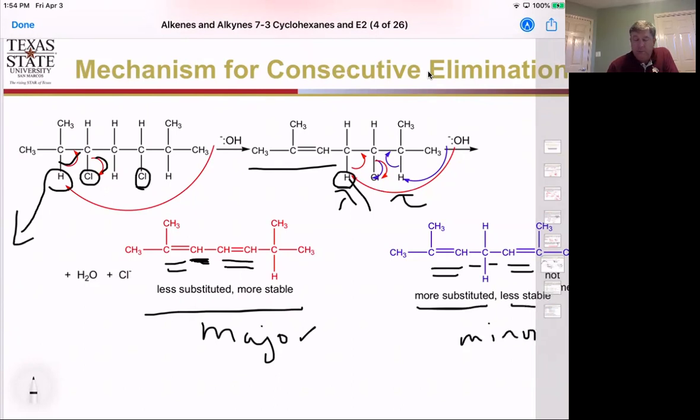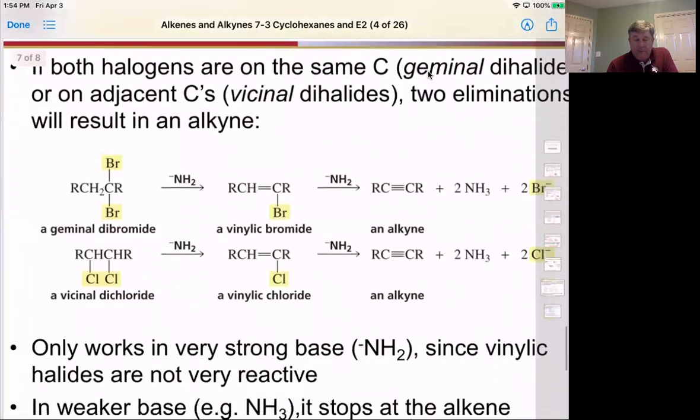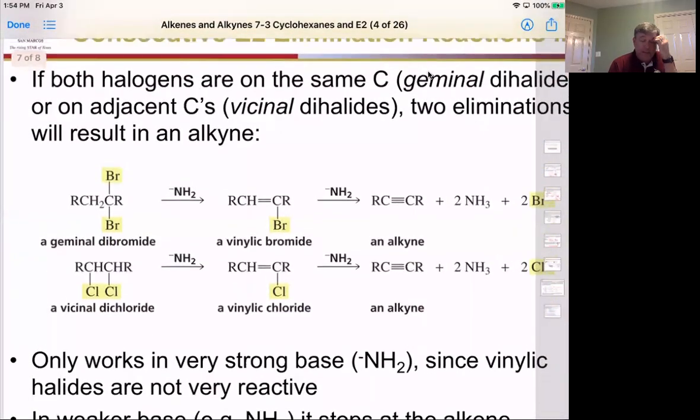All right, so let's take a look at that and see if they're on the same carbon. So that was one where the halogens were two carbons apart. What if they're on the same carbon here? This is called a geminal dihalide. In fact, you have both halogens on the same carbon.